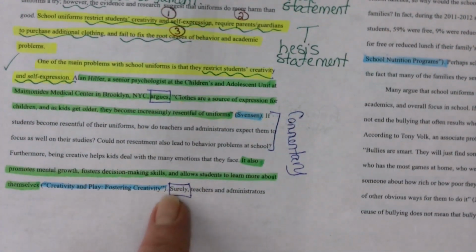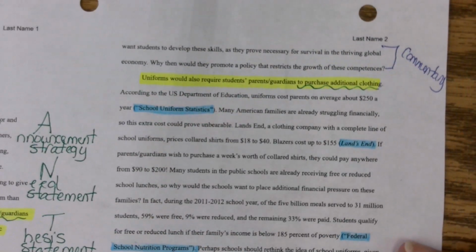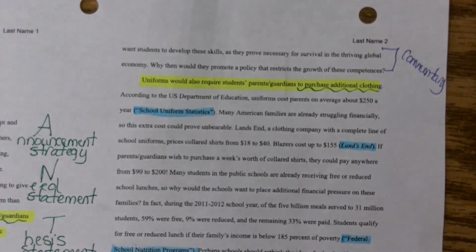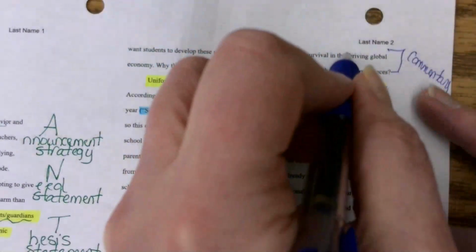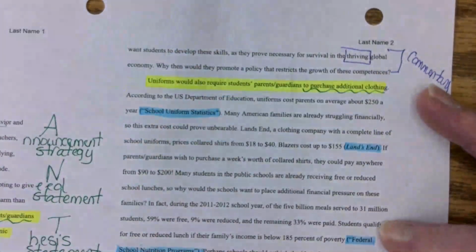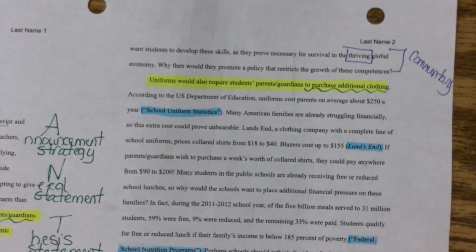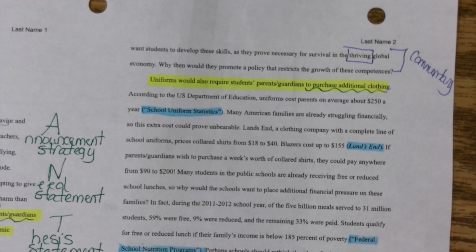Surely, again, another good argumentative adverb. Teachers and administrators want students to develop these skills as they prove necessary for survival in the thriving, you know what, I'm going to box that too, a good descriptive adverb, thriving global economy. Why then would they promote a policy that restricts the growth of these competencies? Do you hear how it sounds kind of like a speech? So your argumentative writing will sound a little bit like a speech.